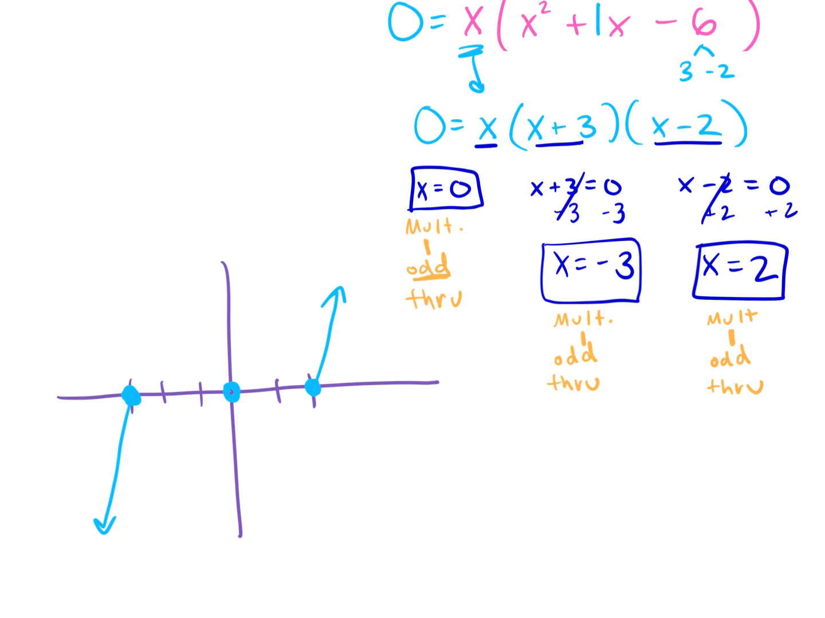Now at negative 3, did we say we touch and turn or go through? Through. So I go through that point. Make my way over to the other point at 0. Do I touch and turn or go through? I go through again. And then at 2, do I touch and turn or go through? I go through. So my graph looks like this.